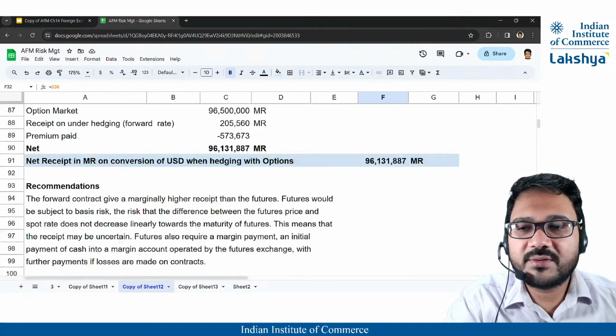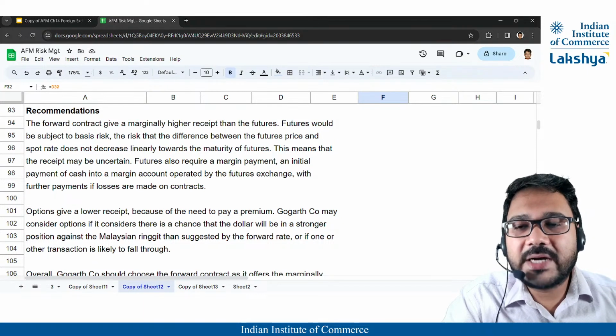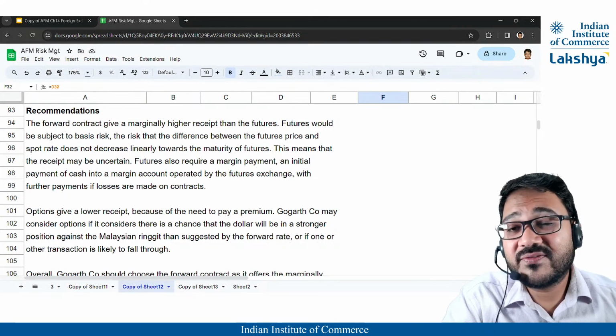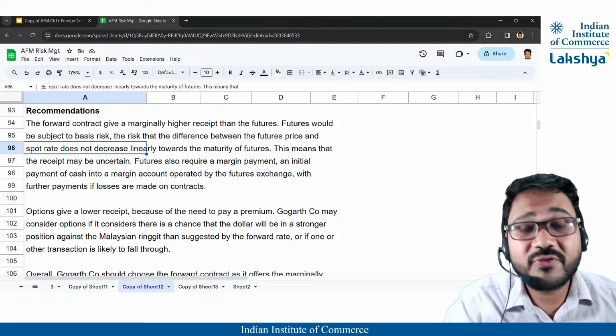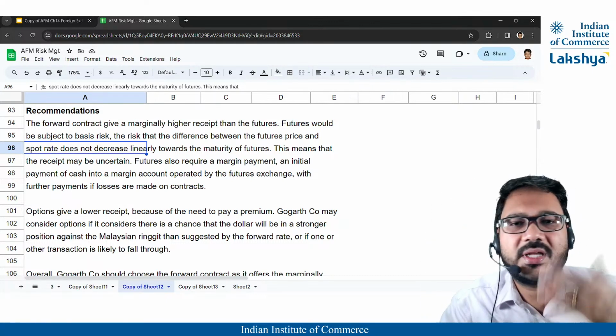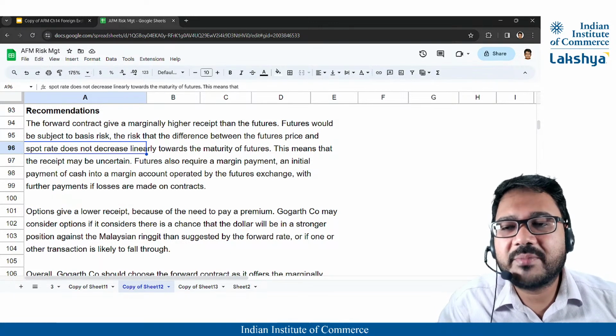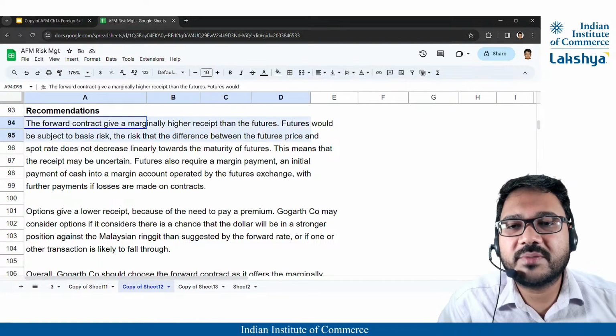So you are going to say the best thing to do is forwards. But if the rates actually move favorably, then options would have been better. But nothing of that sort is given. We don't even know what the rates are. So the recommendation is that a forward contract gives a marginally higher receipt than the futures.